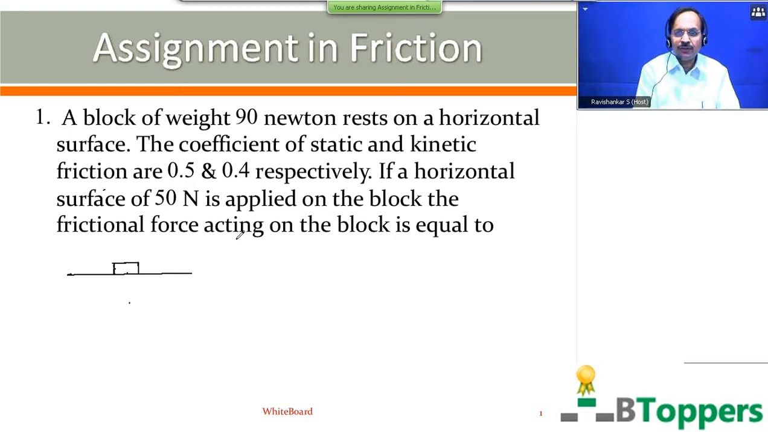A block of weight 90 Newton rests on the horizontal surface. The coefficients of static and kinetic friction are 0.5 and 0.4 respectively. The horizontal force of 15 Newton is applied on the block. The frictional force acting on the block is equal to. Here the weight mg of the block is given as 90 newtons. Coefficient of static friction is 0.5.